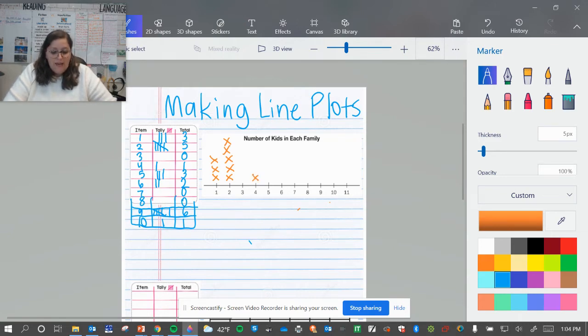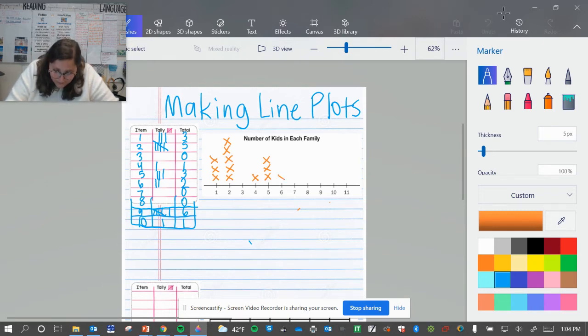How many families had 5 kids? 3, so I'm going to draw 3 X's. Again, exactly the same size. So this one should be exactly as tall as that one is, okay? How many families had 6 kids? Just 2. Okay. How many people had 7 kids?